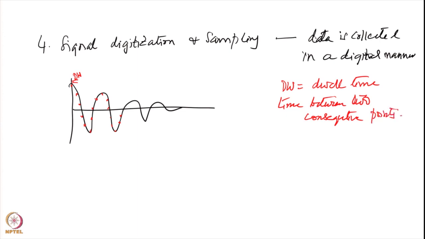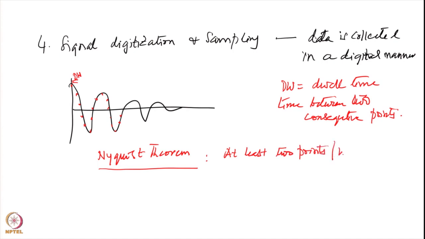Now of course we ask this question, how do we know what the time between two points should be? I have the FID, and the FID has various frequencies. So this is where a particular theorem called Nyquist's theorem comes into the picture. It says you need at least two points per wave to represent the frequency correctly. This determines what is called sampling. Sampling means how you collect the data individually. Okay. So the next theorem tells me how many data points I should collect.